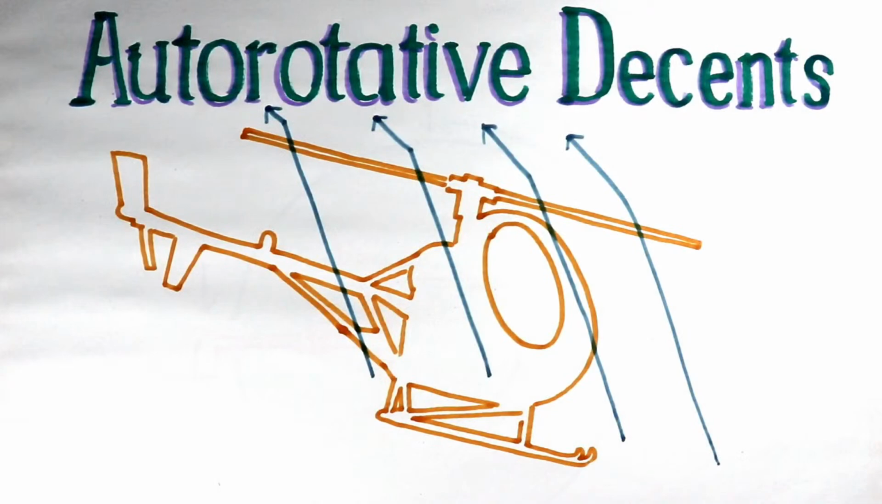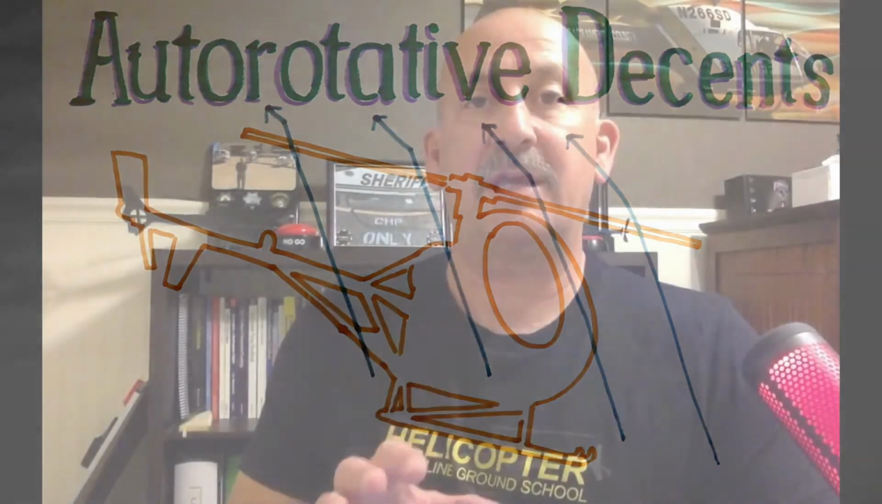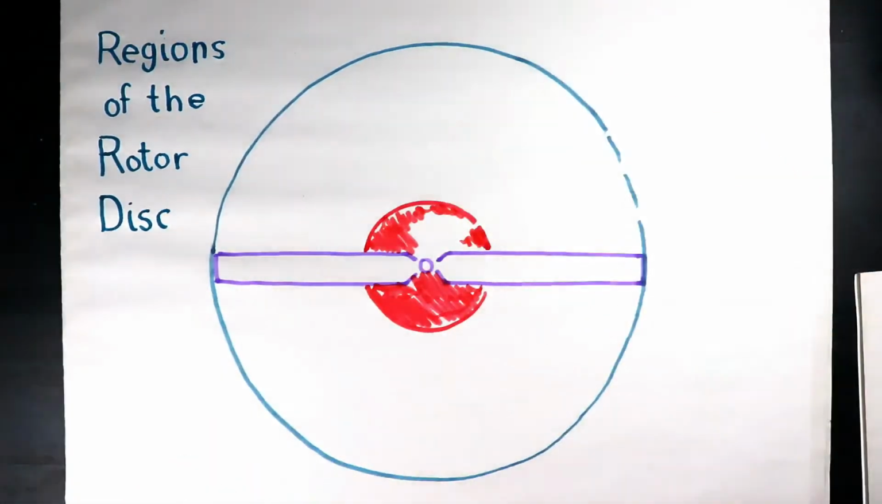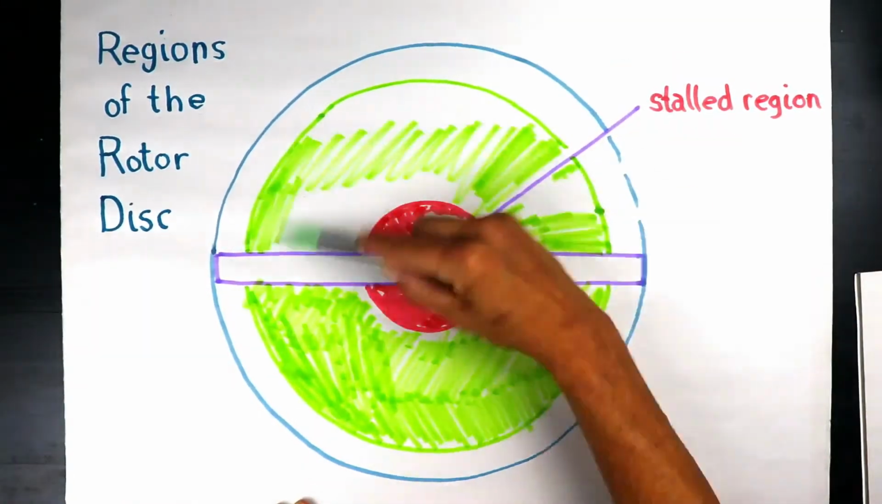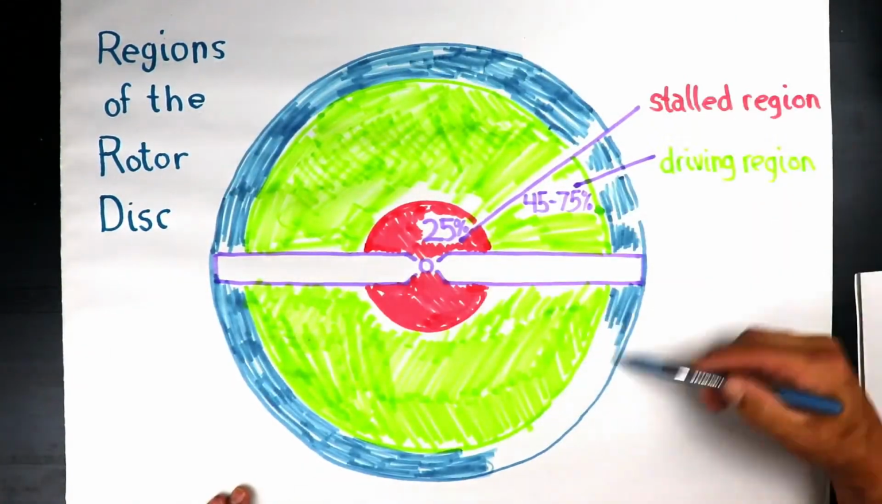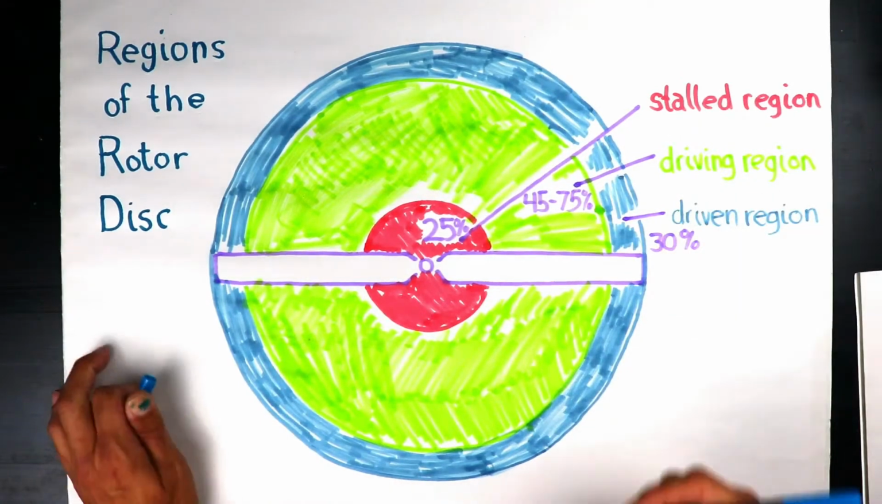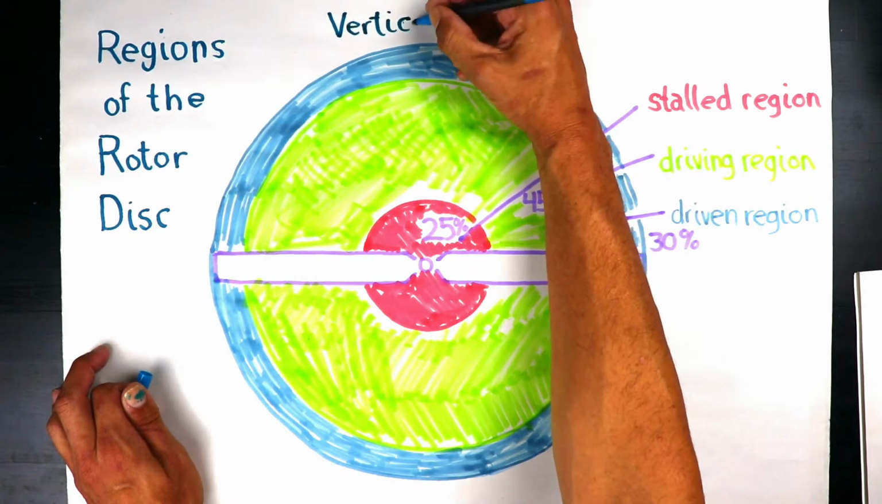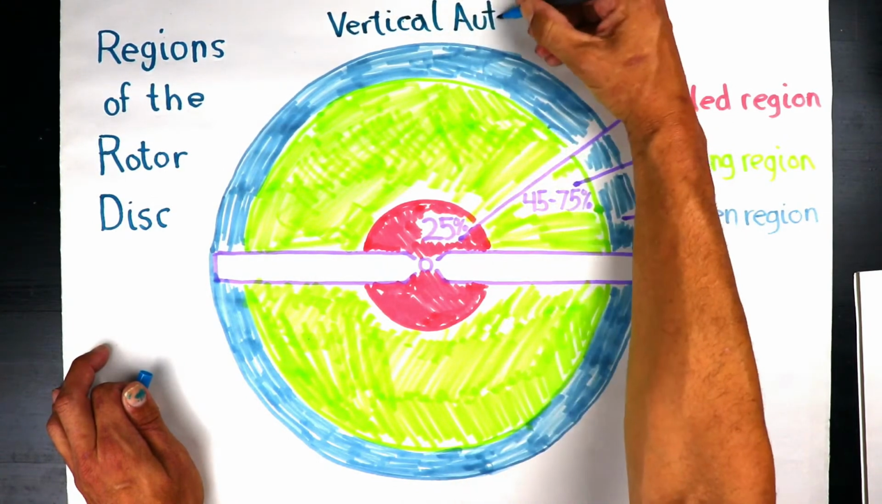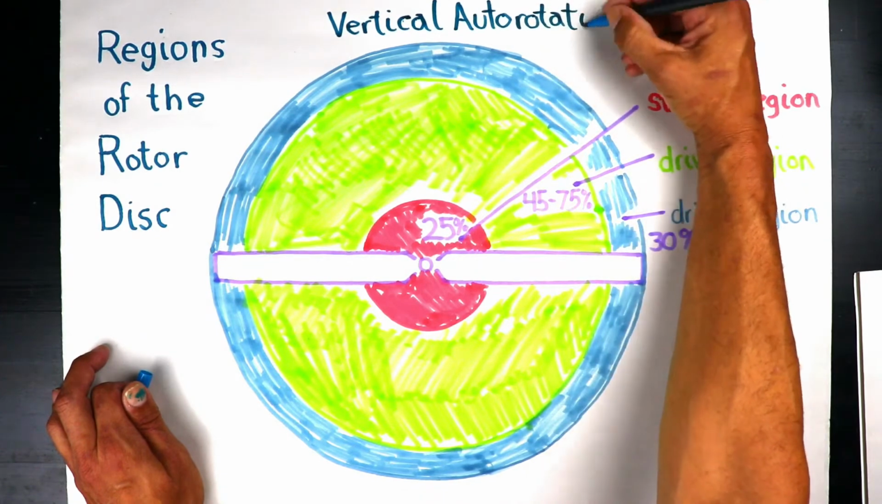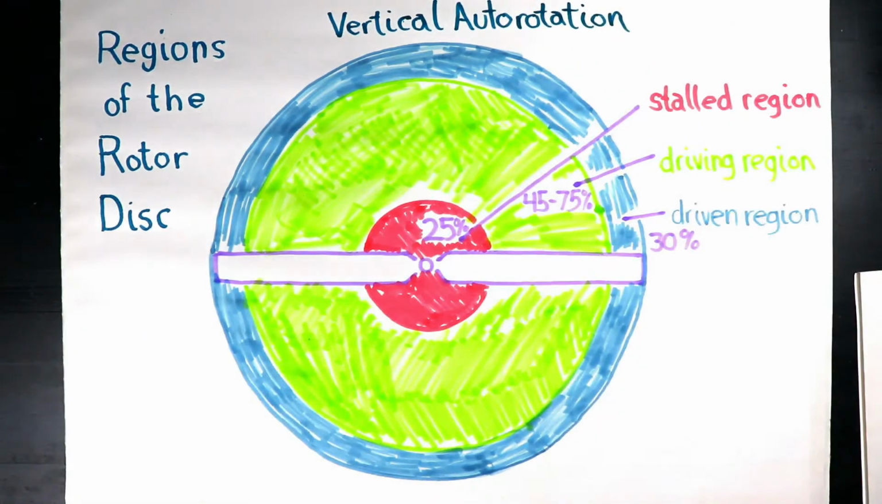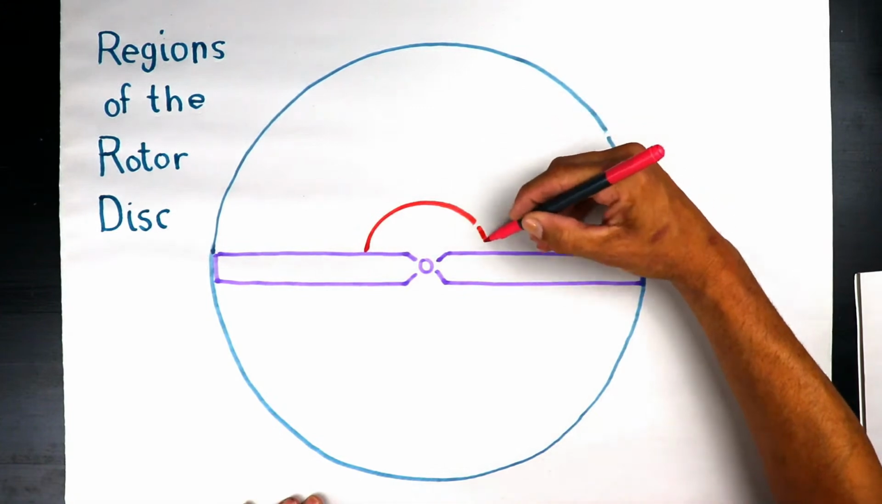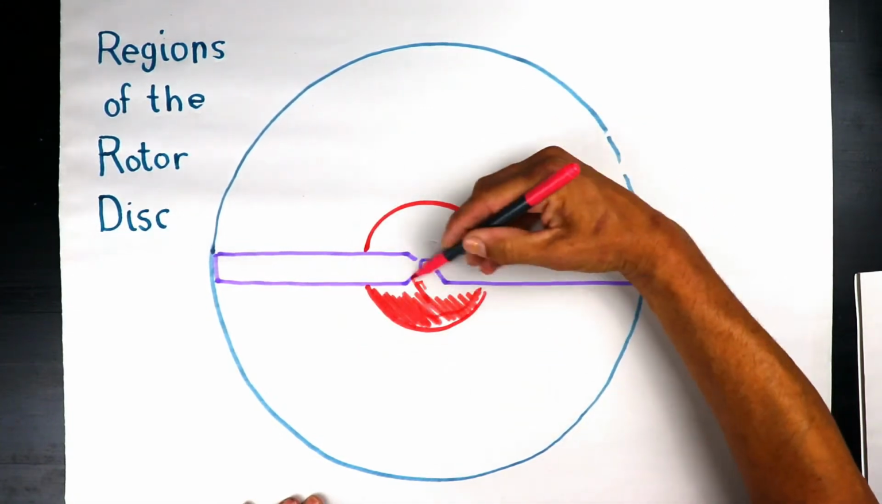Welcome back. In this presentation we're going to go over autorotative descents, and we're going to speak specifically to the 3 regions of the rotor disc. For a vertical autorotation with no wind, you can divide the rotor disc into 3 different regions. The first one I'm going to show you is a vertical autorotation in the no wind condition, and then when we talk about a forward autorotation with some forward airspeed, you'll see that some things change in the diagram.